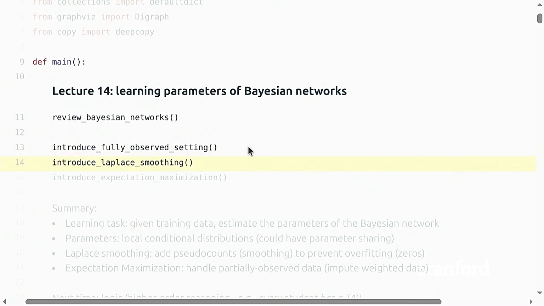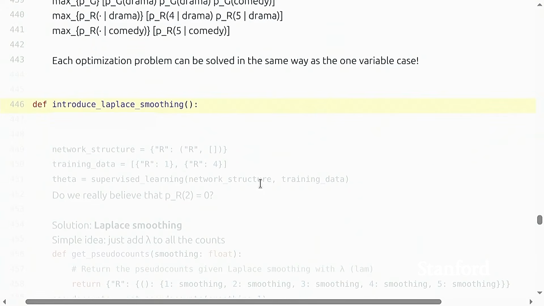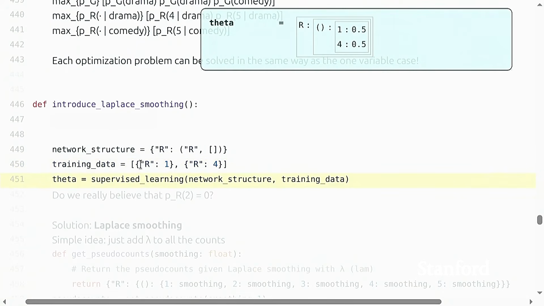Okay, so let's move on now. Let's talk about Laplace smoothing. Let's go back to the one variable case. We have just one variable, R, and the training data is that I just see a 1 rating and I see a 4 rating. If I do supervised learning on this in the standard way, with maximum likelihood, then you would say that the probability of 1 is 0.5 and the probability of 4 is 0.5.